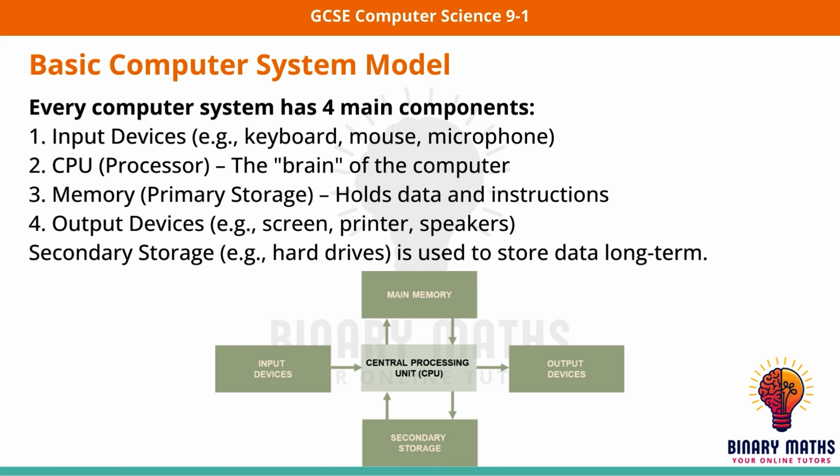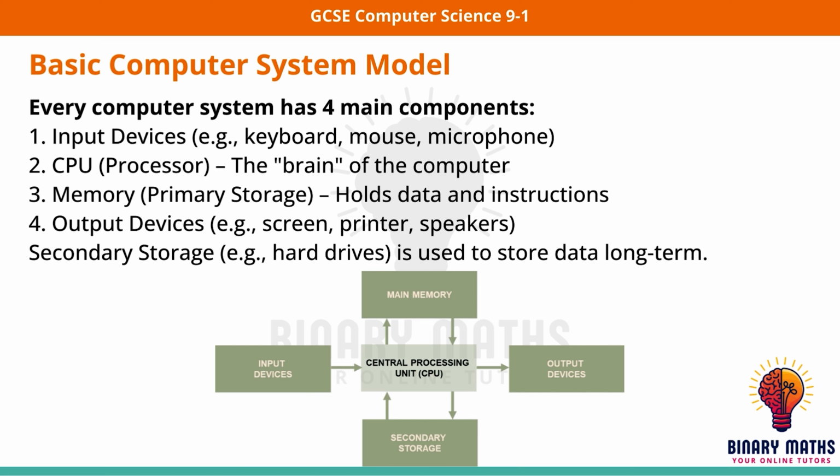Every computer system has four basic components. Let's break them down. The first are input devices. These are things like your keyboard, mouse, or even a microphone. They take real-world data and convert it into a form the computer can understand. The second is a processor, or the CPU. This is the brain of the computer. It processes the data and instructions.